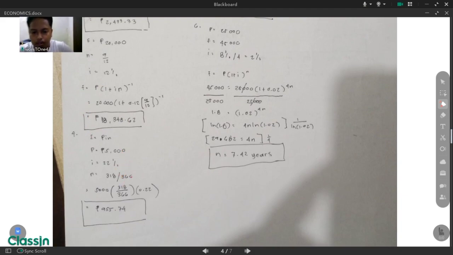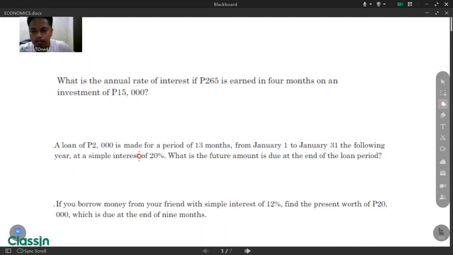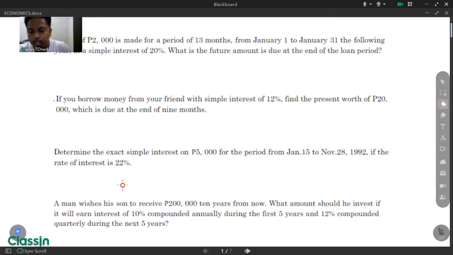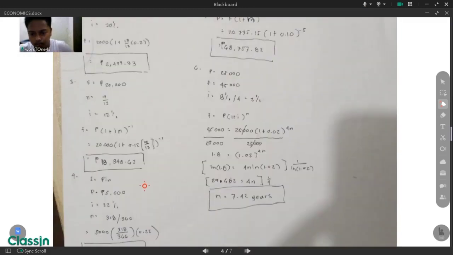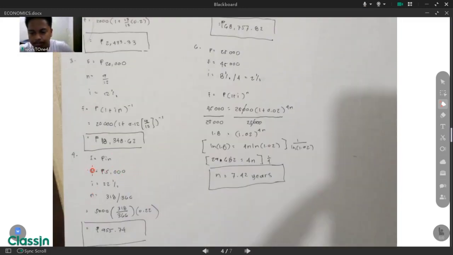Okay, let's proceed to number 4, which also involves just a simple interest rate problem. Determine the exact simple interest on 5,000 pesos for the period of January 15 to November 28, 1992, if the interest rate is 22%. Okay, so going back to my answers, we have I as PIN, P our present worth, which is 5,000. The interest rate is 22% or 0.22, and our N is 318 over 366.